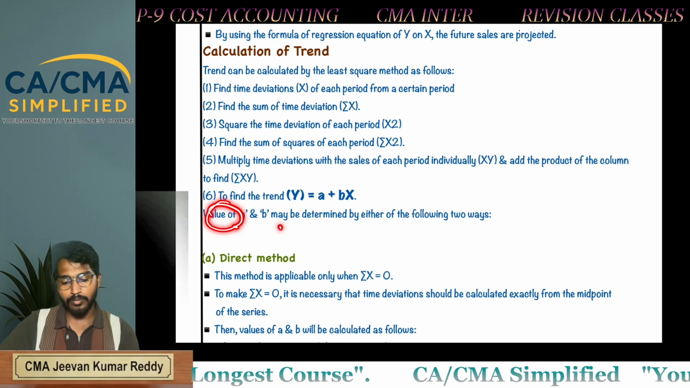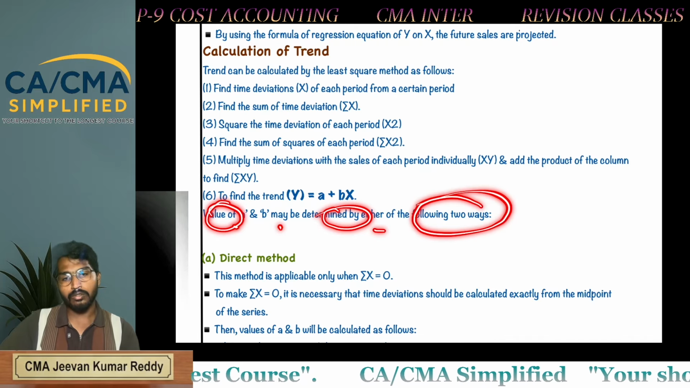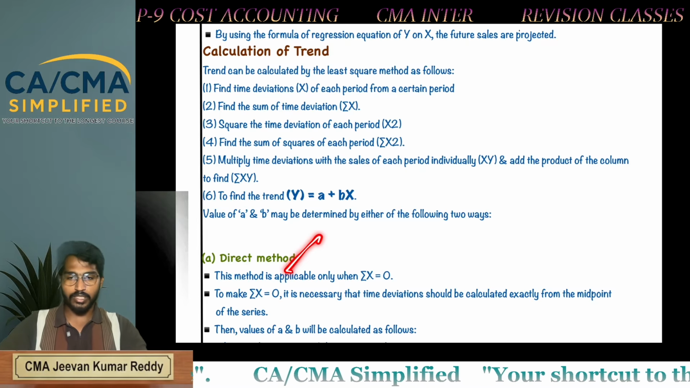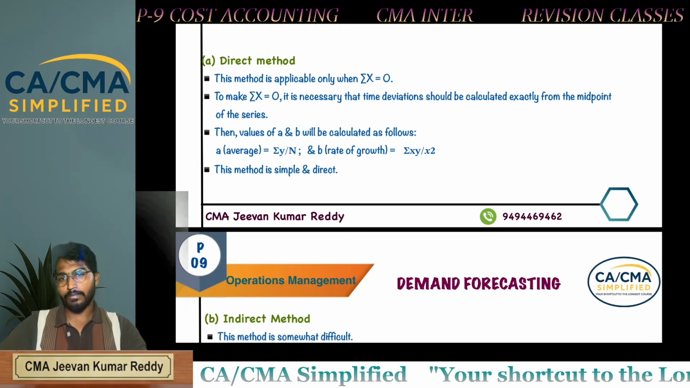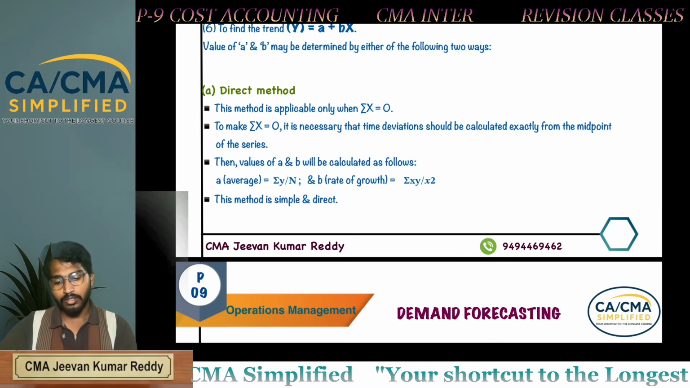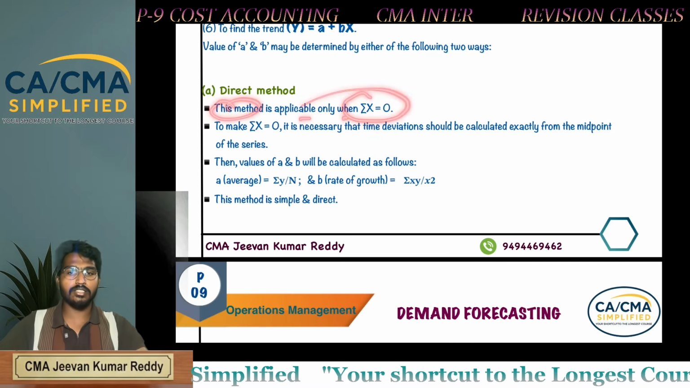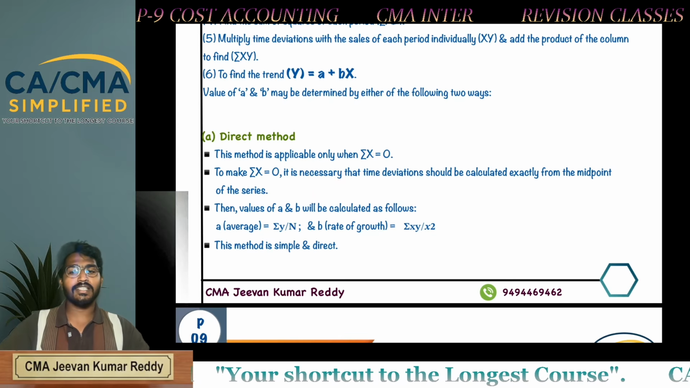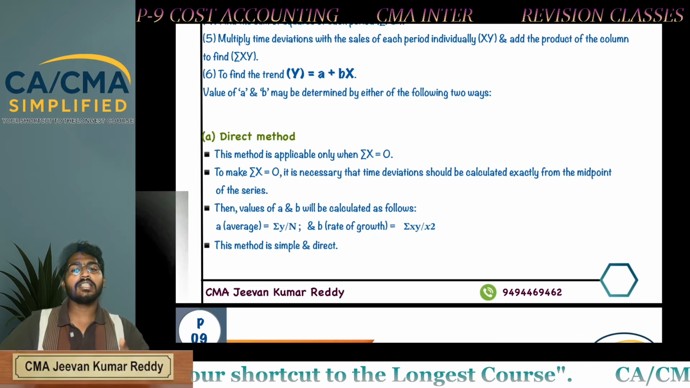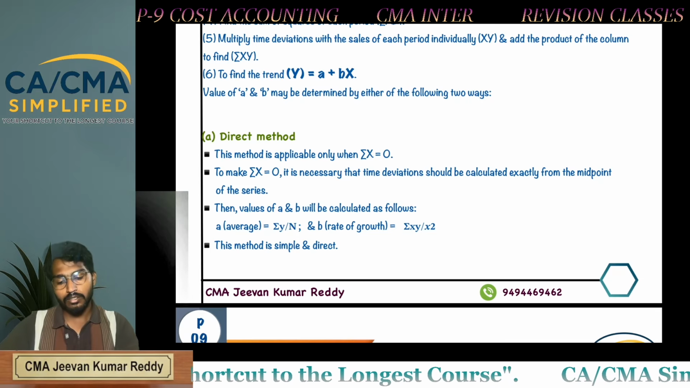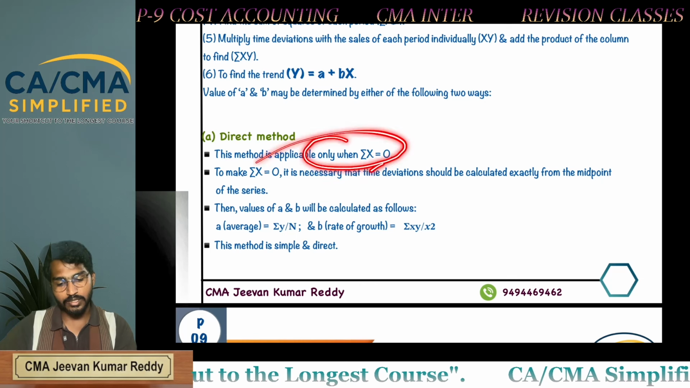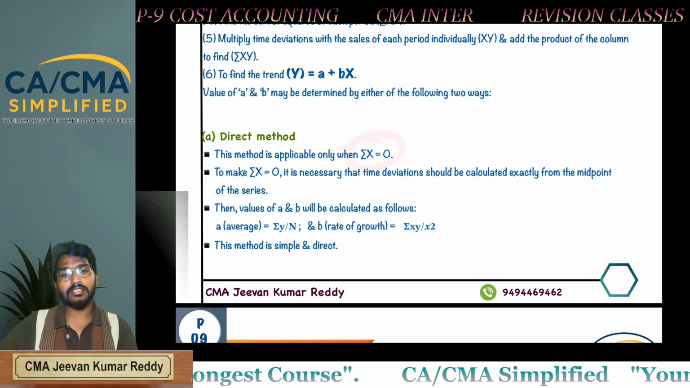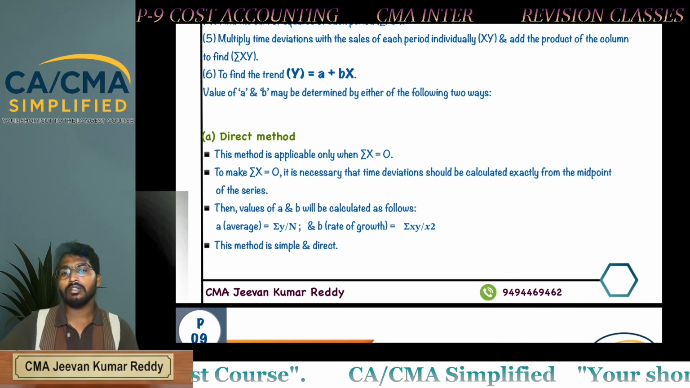The values of a and b may be determined in either of the following two ways. So in the least squares method, we have two methods: one is the direct method, another one is the indirect method. The direct method is applicable only when summation x is 0. We use the direct method when the data is given in years, that means a time series, and when it is possible to make summation x zero when you calculate the deviations. So if summation x is equal to 0, then we can use the direct method.